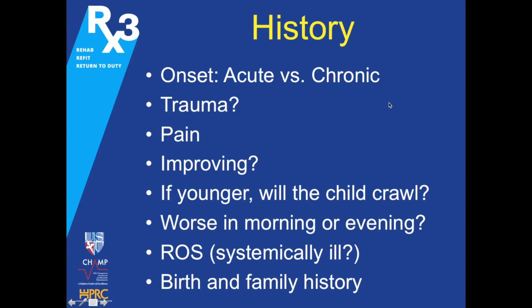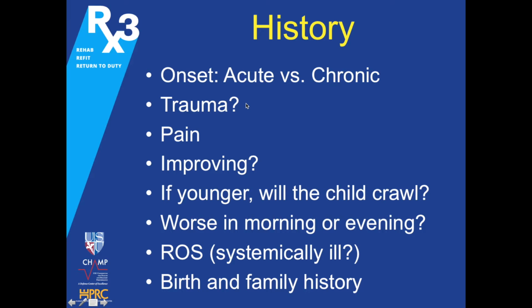So what is the history? When taking a history of a limp, is it acute versus chronic? So acute onset makes you worry, again, more likely of infectious etiology and/or fractures. And was there trauma? And unfortunately, trauma doesn't always just mean fracture. It actually can be the nidus for an infection.